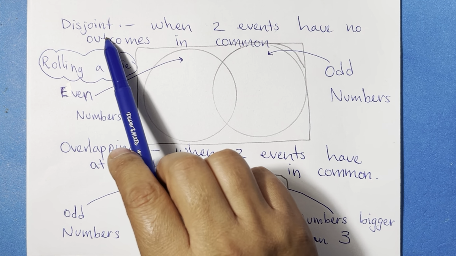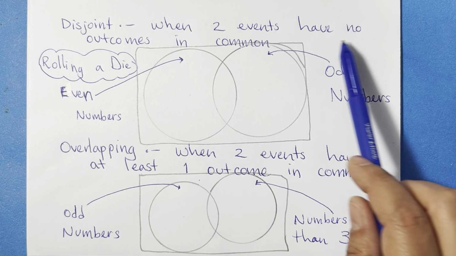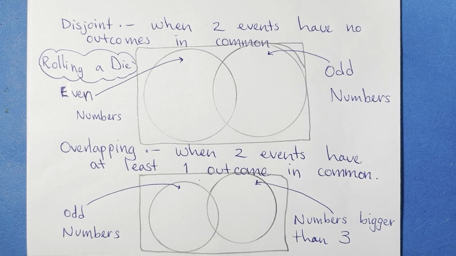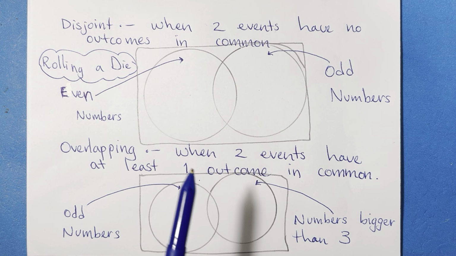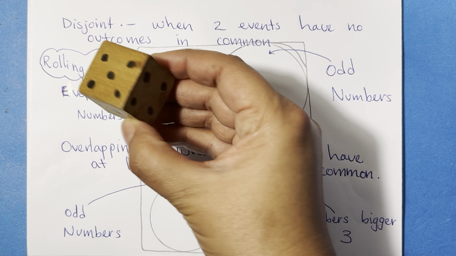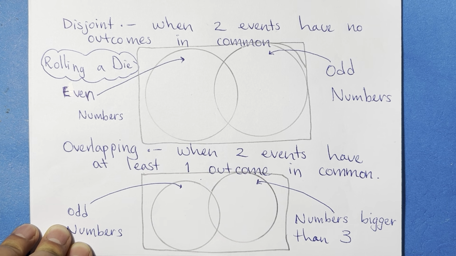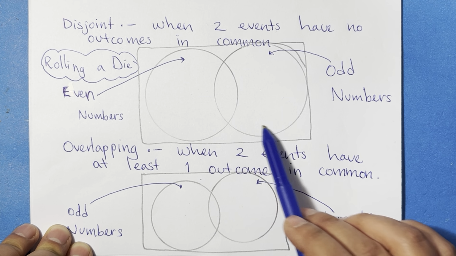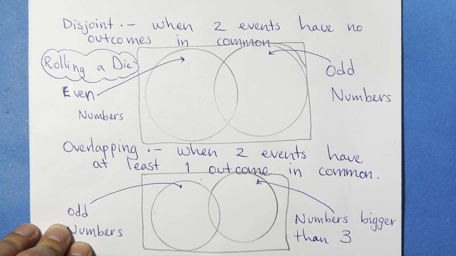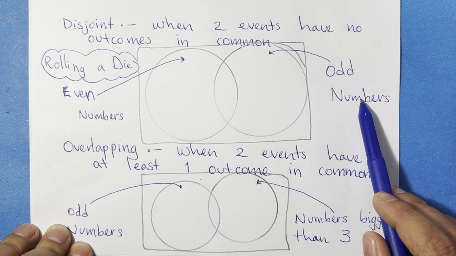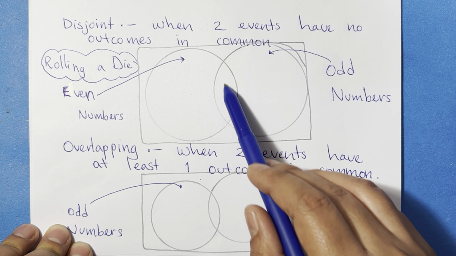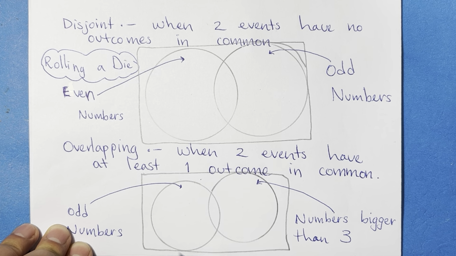The first word is disjoint. It's when two events have no outcomes in common. For example, in here, if we roll a six-sided die, in this circle, we're going to put even numbers. And on the other one, we're going to put odd numbers. As you know, even numbers and odd numbers don't have anything that will overlap. So that's why it's called disjoint.